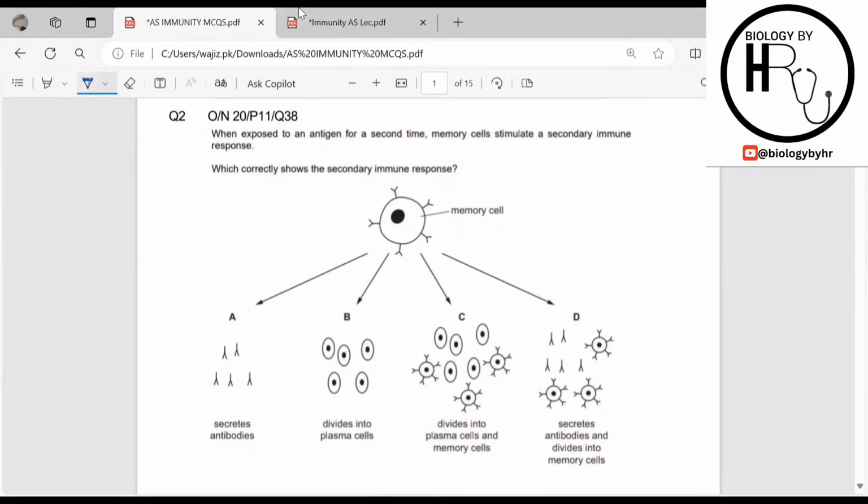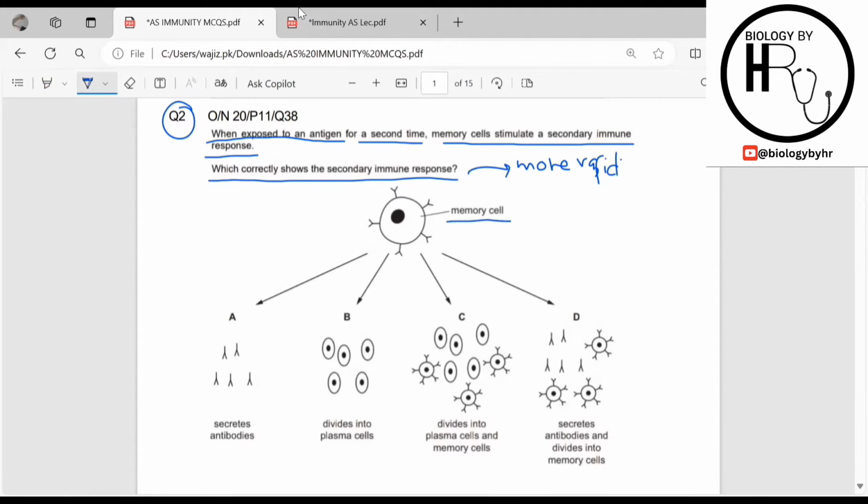Let's move on to question number 2. It says that when exposed to an antigen for a second time, memory cells stimulate a secondary immune response. Which correctly shows the secondary immune response? We know a thing about the secondary immune response, that it is more rapid, right? And what happens in the secondary immune response? Because there are memory cells against a specific antigen stored in our body, the immune response will be more rapid, and there will be more rapid division and differentiation than in the primary immune response.